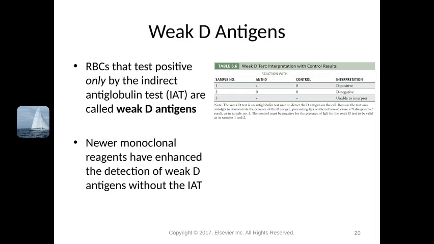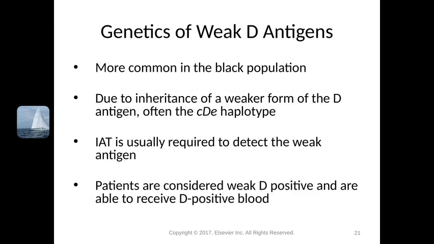So we will test patients for weak D, and these are red cells that will only react in the indirect antiglobulin test, or in the IgG phase, if you will. We call these weak D antigen. Most of our monoclonal reagents now detect our weak Ds without using the full IgG phase, but we can sometimes miss it. So all donors are required to have weak D testing. Most of our patients, we do not have to, unless they're babies.